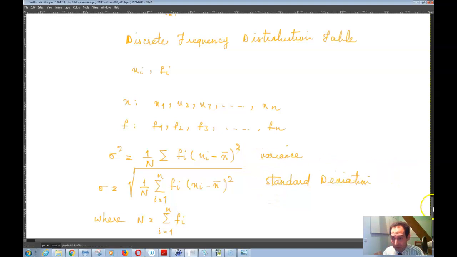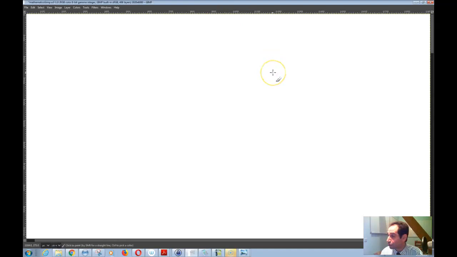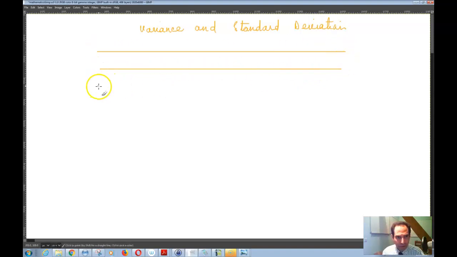Now let's take a look at one example using this formula. For example, you want to find the variance and standard deviation related to the following data. So your x of i's are basically the data that you have here. These are your x of i's and these are your f of i's.